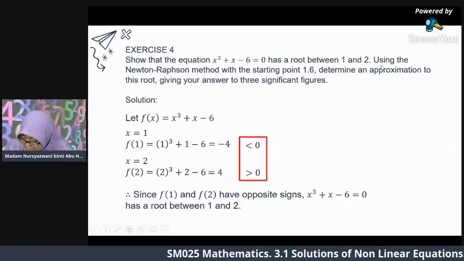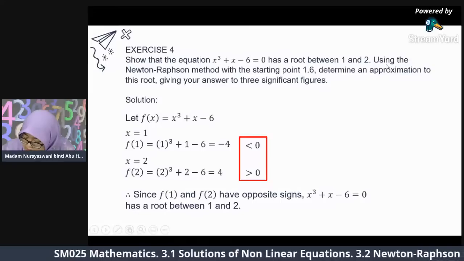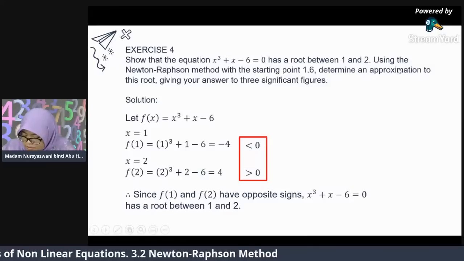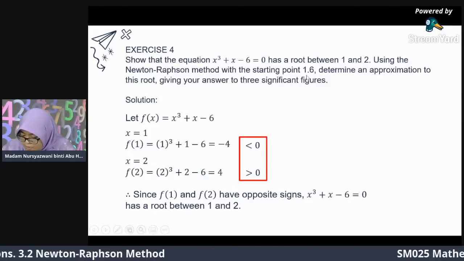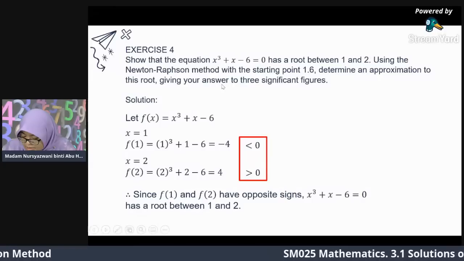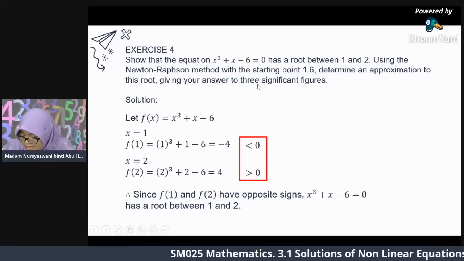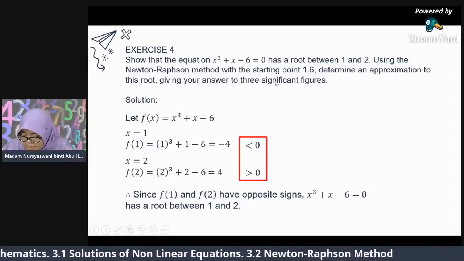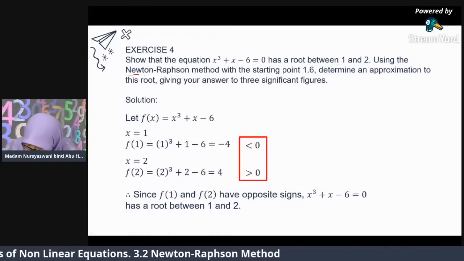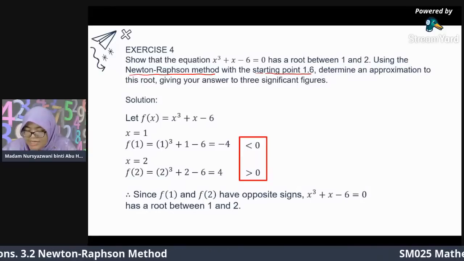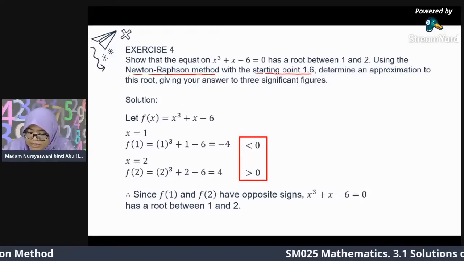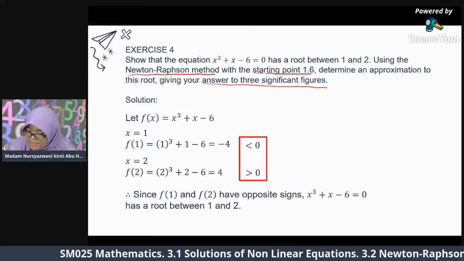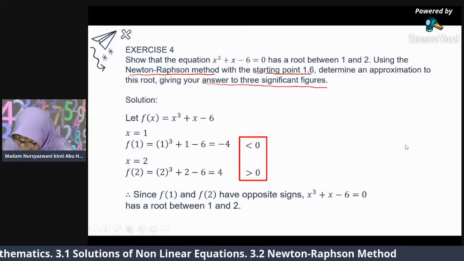Okay, for the second sentence, the question asks you to approximate the root by using Newton-Raphson method with starting point 1.6 and you have to give your answer in 3 significant figures. Okay, so dekat sini kita dah tahu kaedah yang kita nak guna adalah Newton-Raphson method. Starting point ni adalah initial value ataupun first approximation. Lepas tu jawapan mesti 3 angka bererti, 3 significant figure.